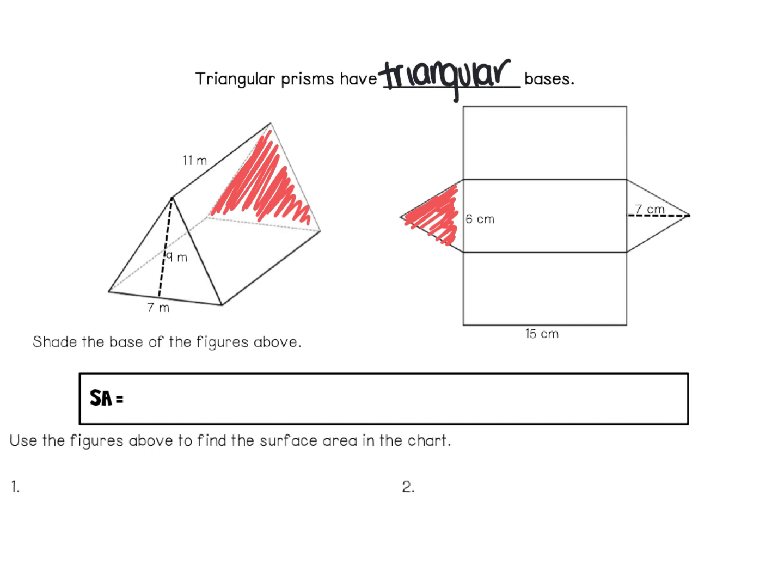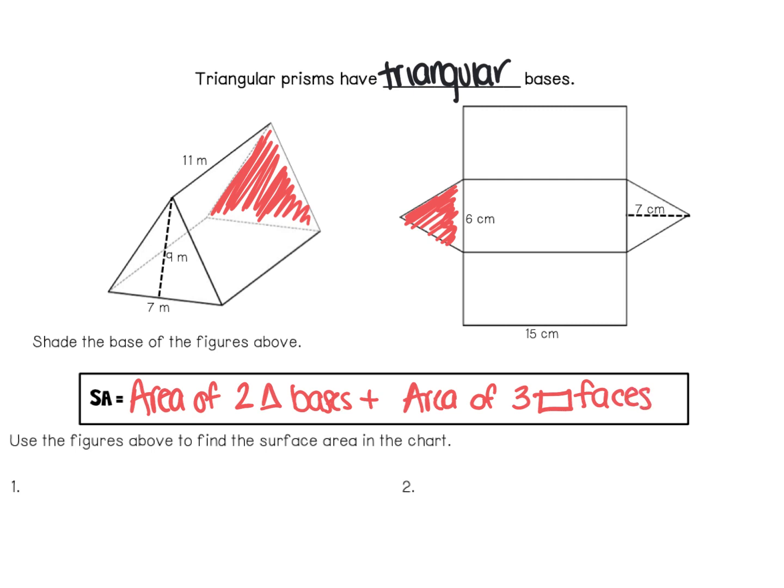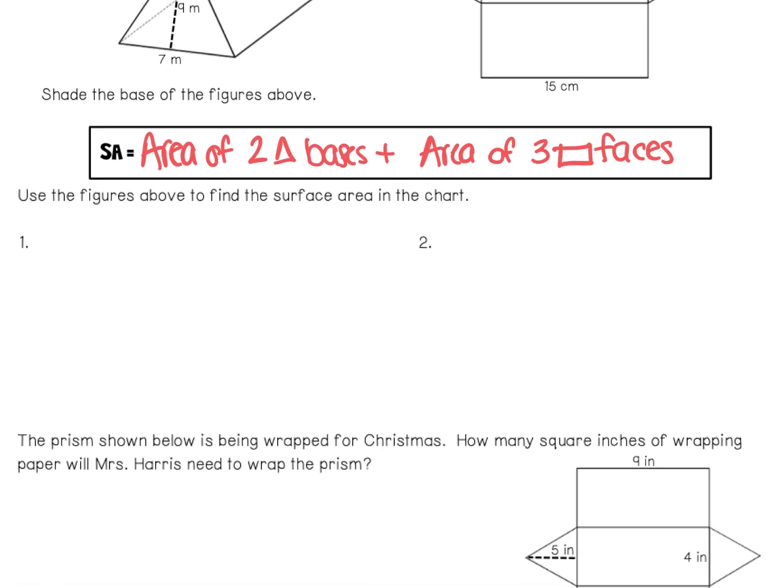Then, unlike rectangular prisms, there's not a long formula that we can use because it's going to depend on what the rectangles look like. So we're just going to summarize this, and we're going to say that it is the area of our two triangular bases plus the area of our three rectangular faces. So go ahead and write that in your box for the surface area formula. You're essentially finding the area of the two triangle bases and adding the area of the three rectangle faces.